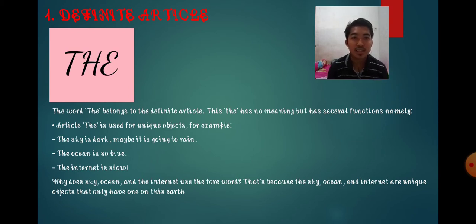Why do sky, ocean, and internet use the word "the"? That's because the sky, ocean, and internet are unique objects that only have one on this earth.